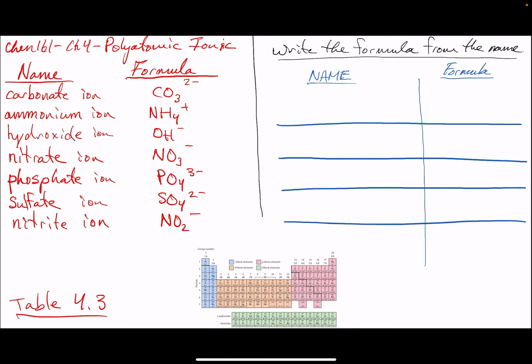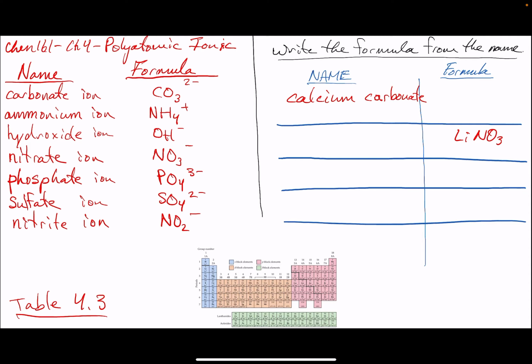Okay, so let's take a look at some examples and see if we can name these. We'll start with trying to work with calcium carbonate, and we'll try to write the formula. We'll also try to go backwards, starting with lithium NO3, and we'll try to write the name for this compound.